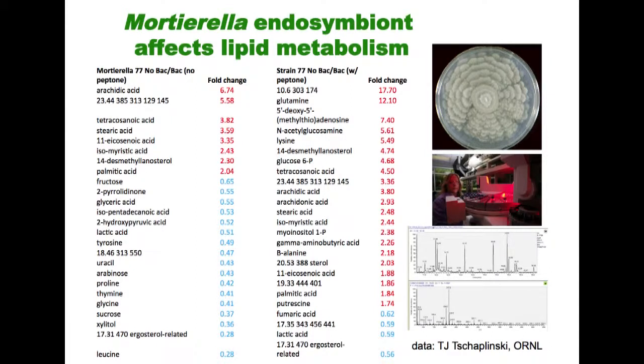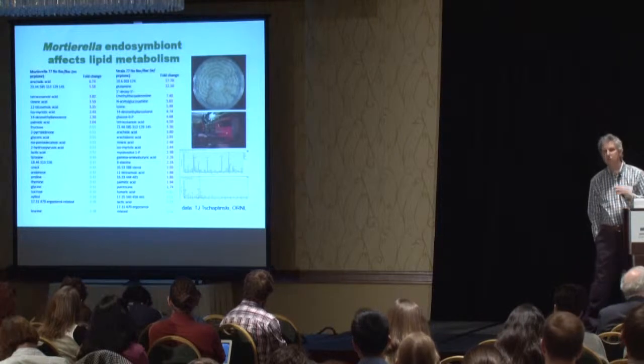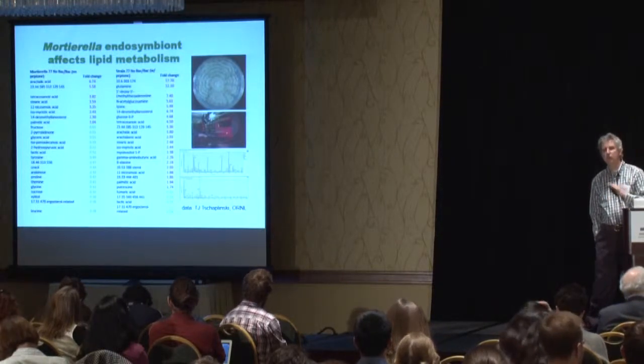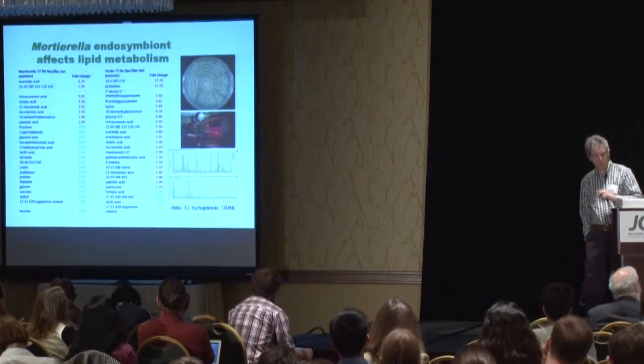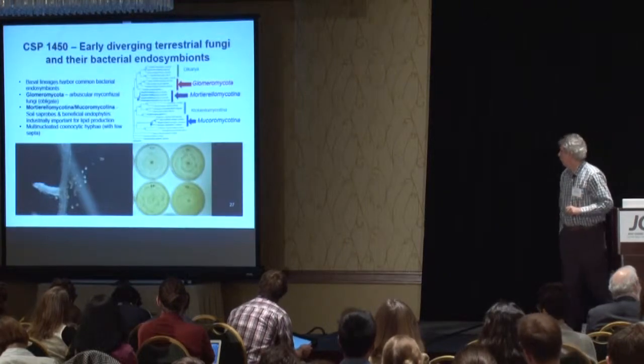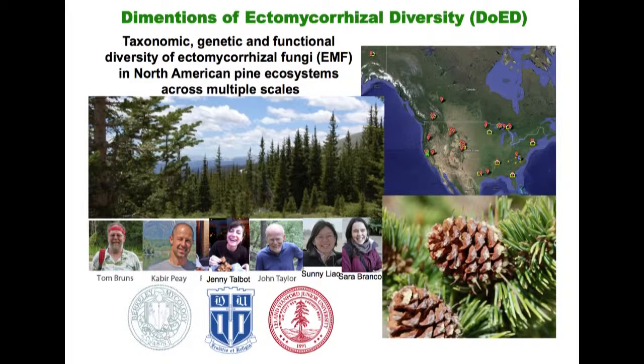And you can see here on two different media, the list of metabolites. These are almost all lipid metabolites. So we're virtually certain that this particular endosymbiont is feeding and affecting the lipid production of its host. In fact, this was the basis for a recent CSP proposal that we submitted and that was funded last year to look at these early diverging endosymbionts within these basal lineages of fungi. And we'll have more to say about that soon, I hope.